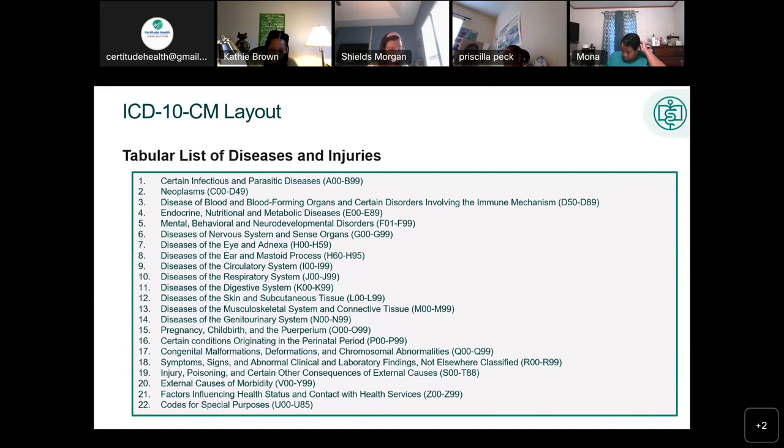We're done with the tabular list right now. Okay, I'm sorry. That's okay. You probably thought that because it says the tabular list of diseases and injuries. I'm going to show you how it correlates in a few, and it does, but I want to make sure that we spend enough time on the guidelines and the guideline overview.